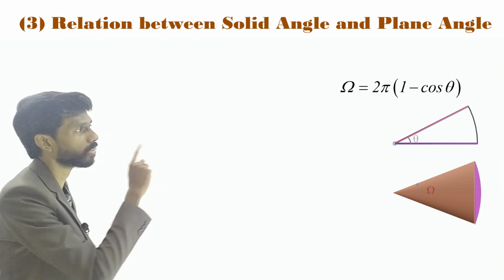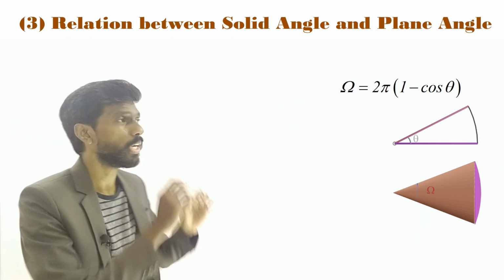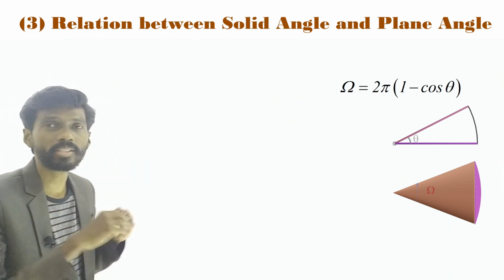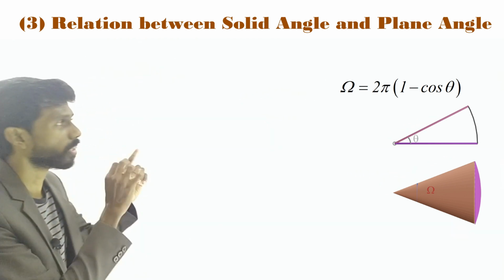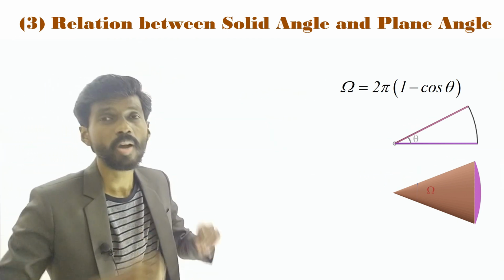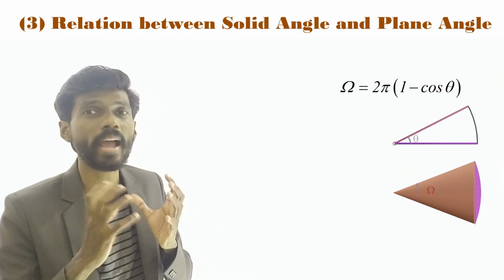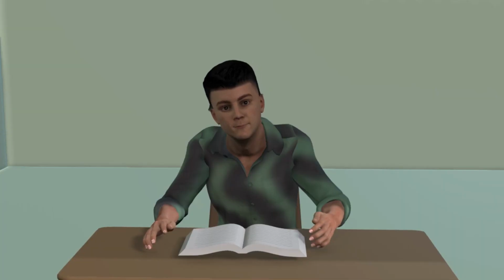The solid angle, that is omega, is given by 2 pi multiplied by 1 minus cos theta. So this is one relation that you are supposed to remember. The solid angle is 2 pi times 1 minus cos of the plane angle. Okay. Can you prove this?